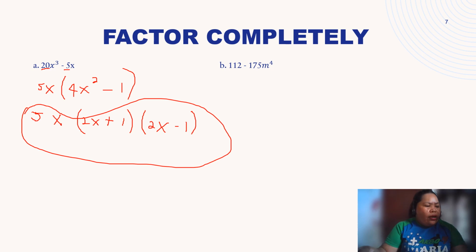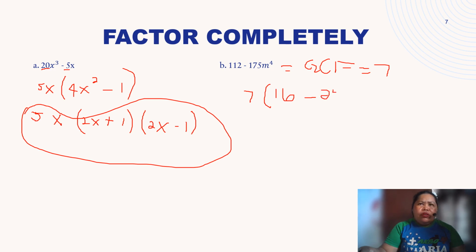Now, what about number 12? For 12, factor out. Let's get the GCF of 112 and 175. So we can get here the GCF. What is the GCF? Of course, the GCF is 7. Okay, so you can write it as 7. For 112 divided by 7, that is 16. And for 175 divided by 7, the answer is 25. So we get 25m to the fourth. So just copy.